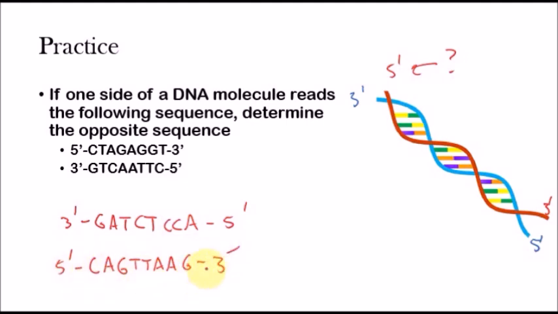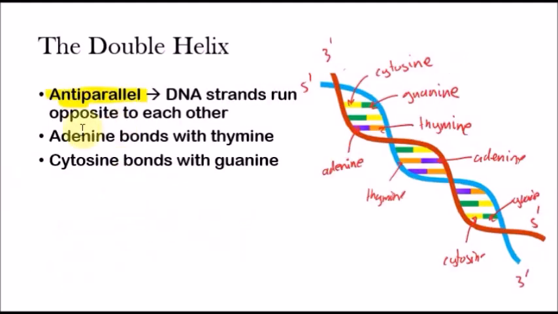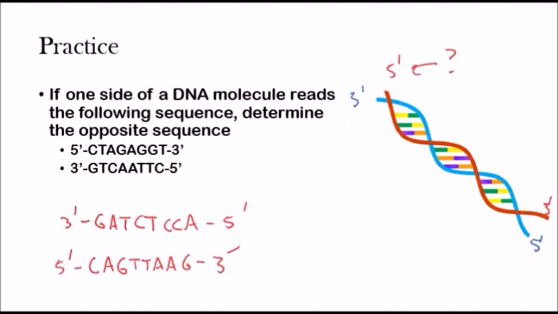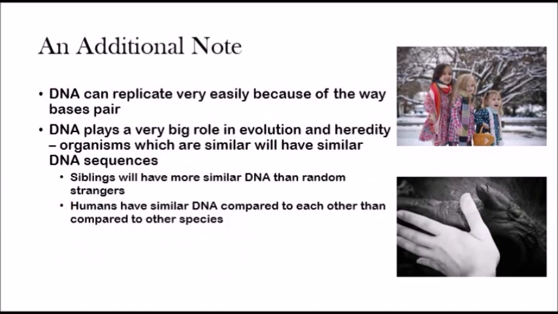Okay, the reason why I went through this so quickly is because this is something you should have learned from pre-AP. If you didn't, then make sure you remember this. Adenine always bonds to thymine, and cytosine always bonds to guanine, okay? So that's pretty simple. The last thing I want to mention about DNA are these 2 notes here.